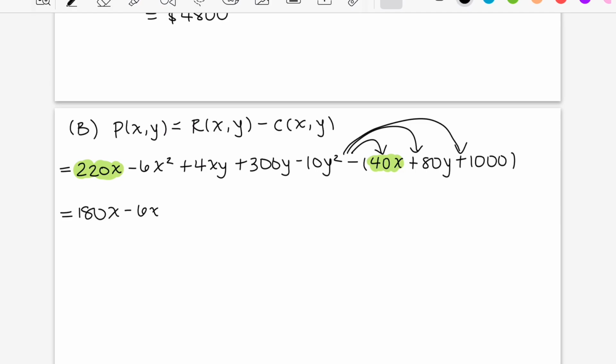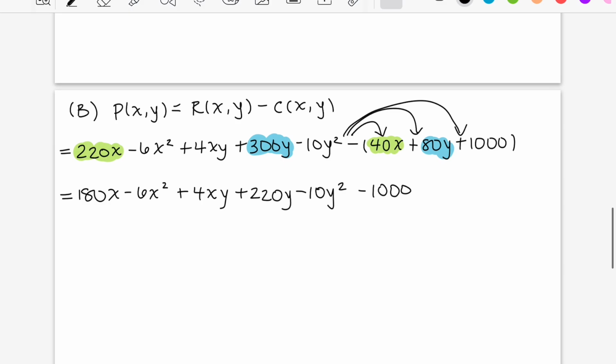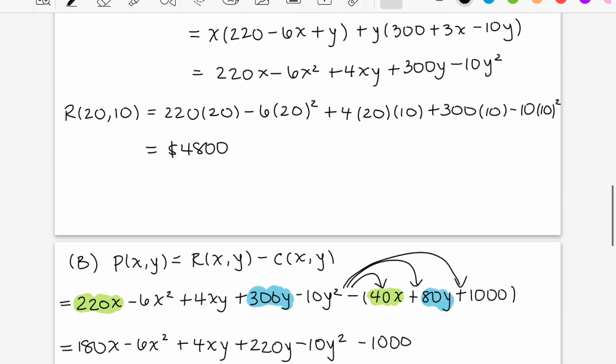Then we have minus 6x squared. There's no terms to combine that with. Similarly for the 4 times xy. We do have a 300y and then a negative 80y here. So that'll give us 220y. And then we have this minus 10y squared and this minus 1000 left over. So this is our profit function.